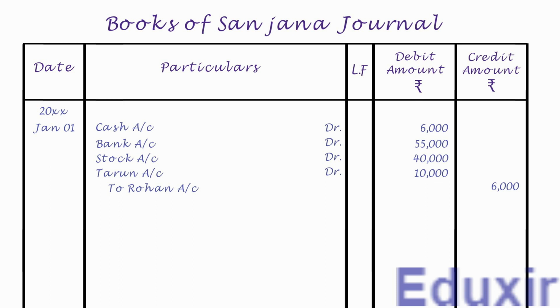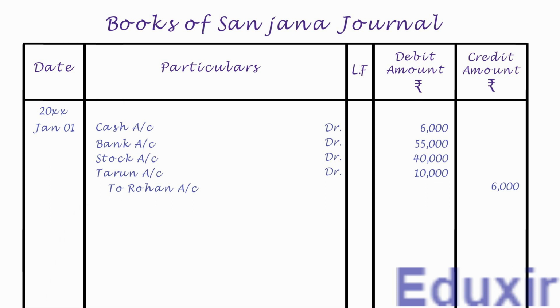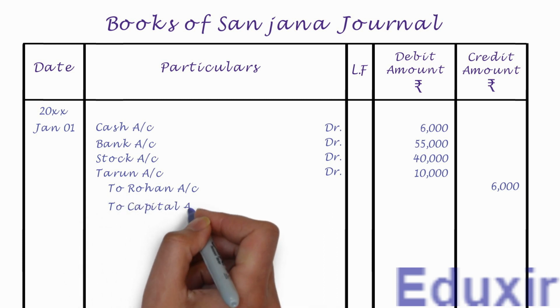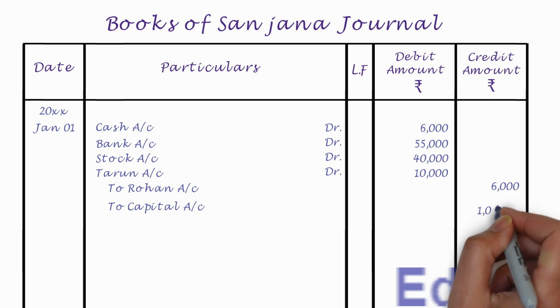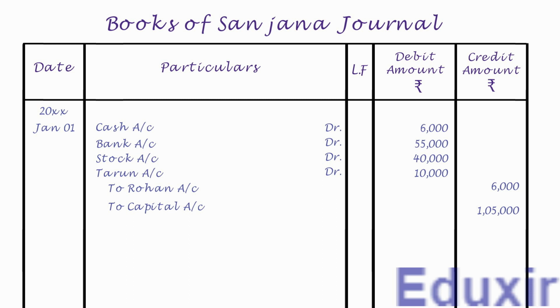Let us now tackle the next credit entry. Leaving a margin, let us now record the next credit entry as the capital account. Let us also record the credit amount of 1,05,000 rupees into the credit amount column. As we have calculated, this is the balance from all the above transactions.